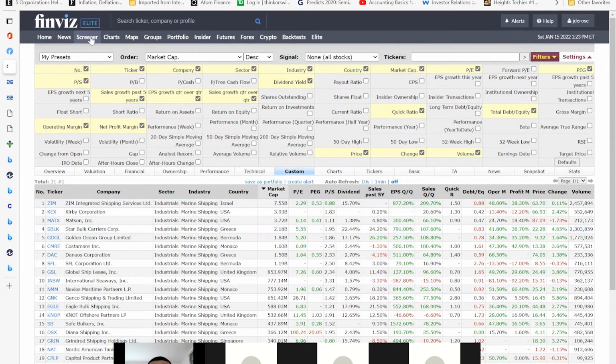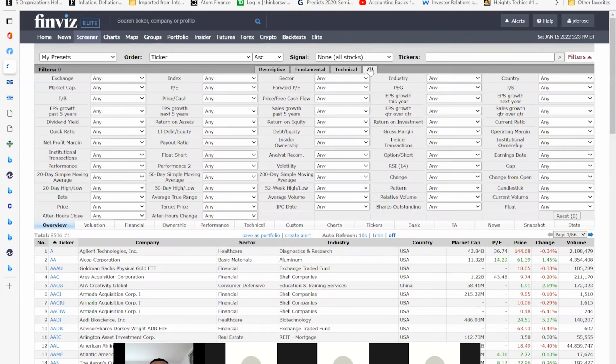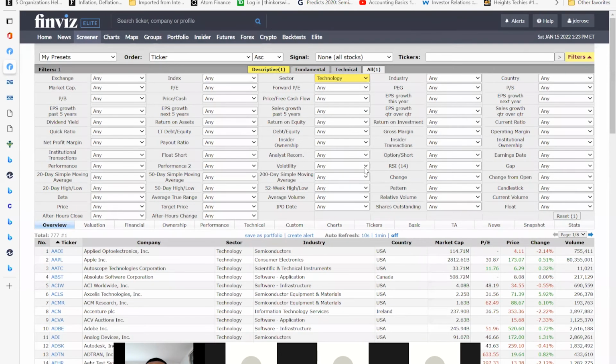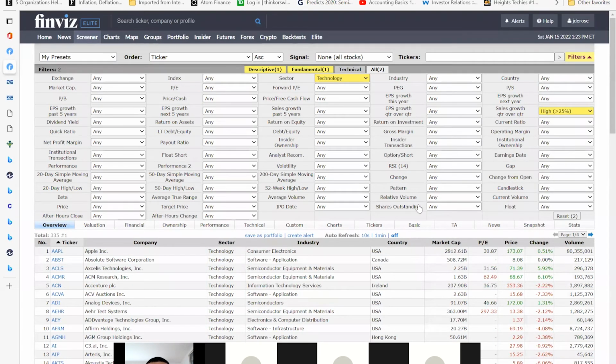So that's one tactic. Now let's say we're starting completely from scratch. Say I want to find the best companies in tech, or the best growth companies in tech. So now I might come here. You can filter by sector, so I'll pick technology. Now some of those metrics might be, okay, who has high sales growth quarter over quarter?